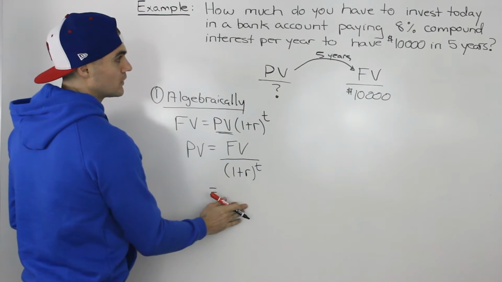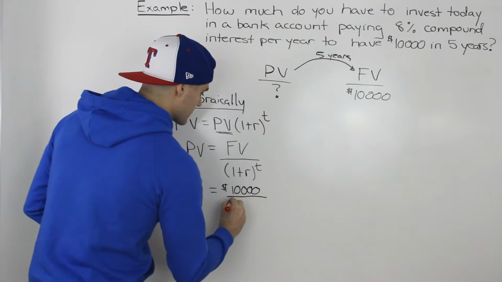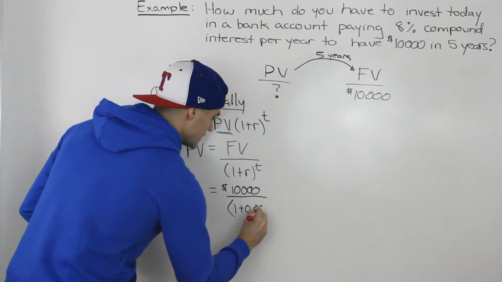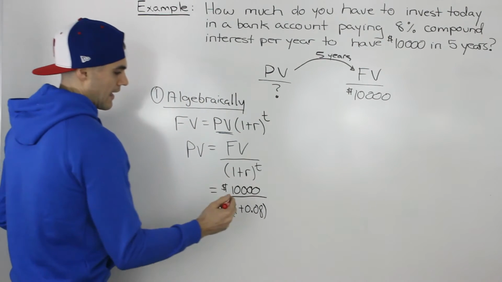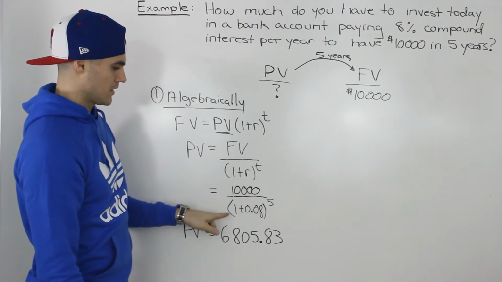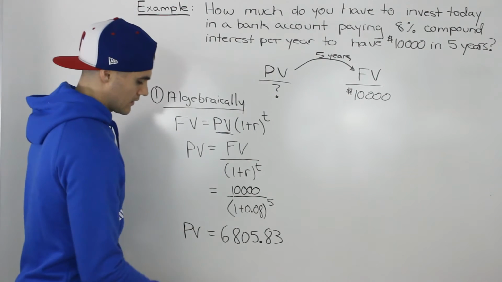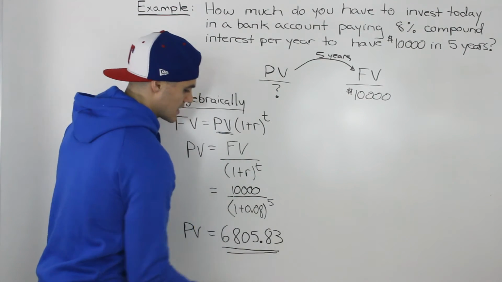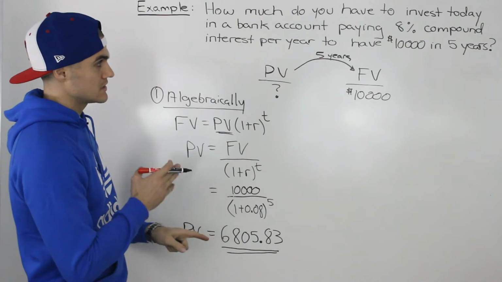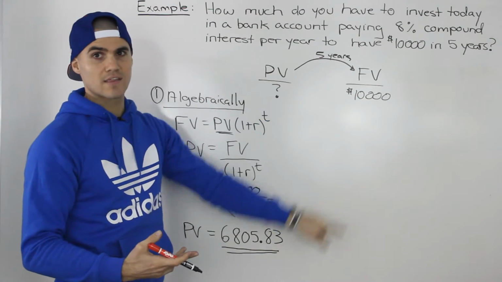So our future value, we know it's equal to $10,000. So that's 10,000, the FV. We know that this bank account is paying 8% interest, so we'd have 1 plus 0.08 in brackets, and it has to grow to that $10,000 in 5 years. So when you do that algebra, making sure that you compute the denominator first because it's a bracket and an exponent, you would end up with a present value of $6,805.83. So that's how much we have to invest today, and if we invest that amount today and grow it at 8% compounded interest for 5 years, in 5 years we'll have $10,000.